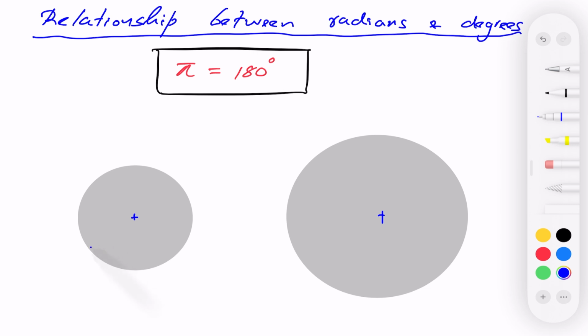Let me draw a line like this through the center for the small circle, and I will assume that the diameter for the small circle is d sub 1. I will show a diameter for the larger circle as well. Let me assume that the diameter for the larger circle is d sub 2.